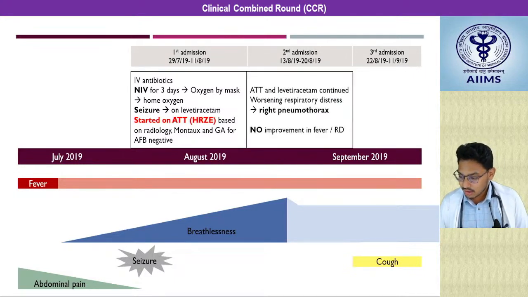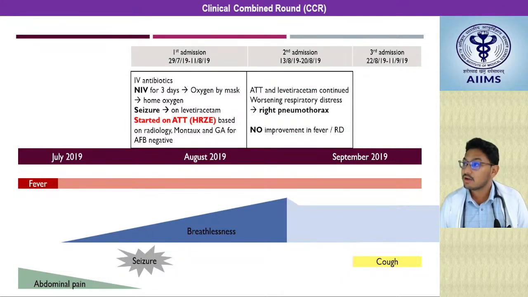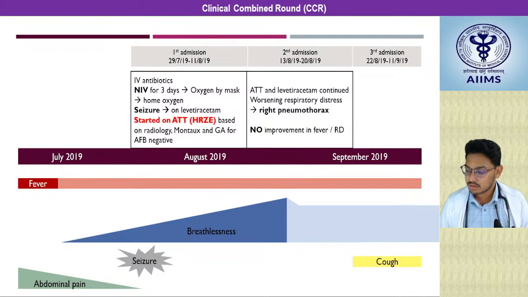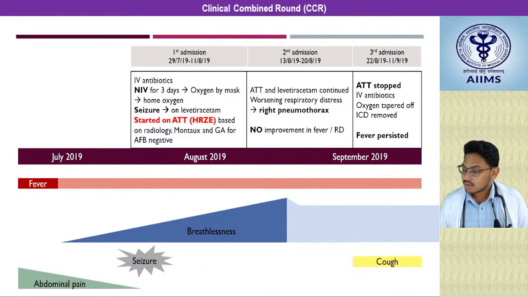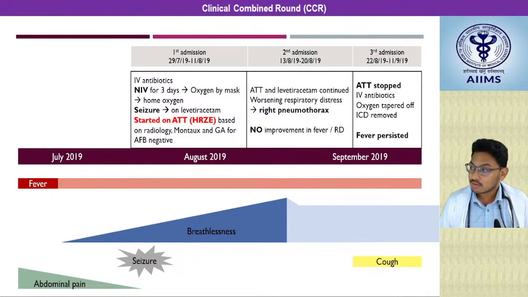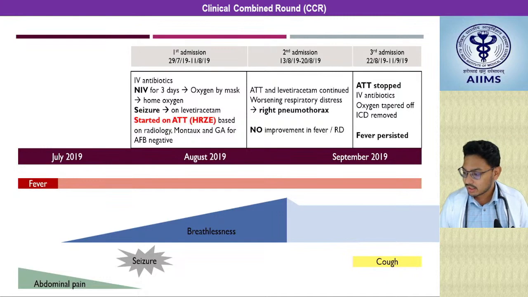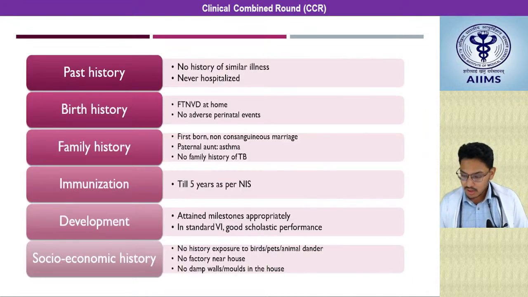She was admitted again in view of worsening respiratory distress, and on evaluation was found to have a right pneumothorax, following which an ICT tube was inserted. However, there was no significant improvement in the fever or in the respiratory distress. She was admitted in a government hospital elsewhere a third time, where ATT was stopped after being given for a total duration of 1 month. IV antibiotics were given, the oxygen was tapered off, and the ICT was removed. However, her symptoms persisted. The past history was non-contributory, and birth history also was non-contributory.